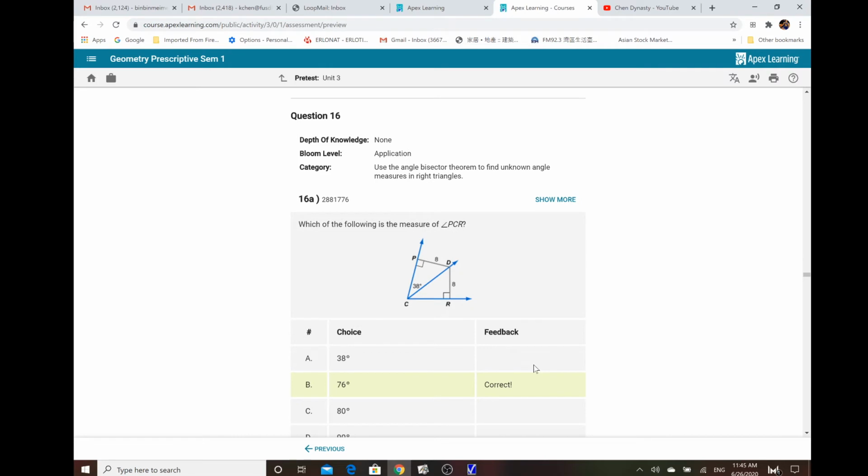So now what about 16? Which one of the following is the measure of angle PZR? Anytime you see the perpendicular segments from one ray to another ray, that means this ray here is called the angle bisector. Since we know this is the angle bisector, half of the angle is 38. So the measure of this whole angle PZR is 38 plus 38, which is 76.